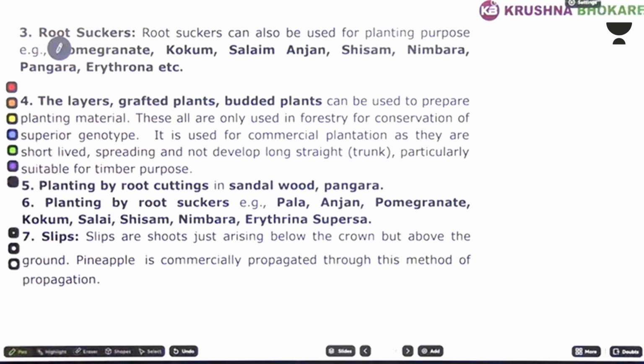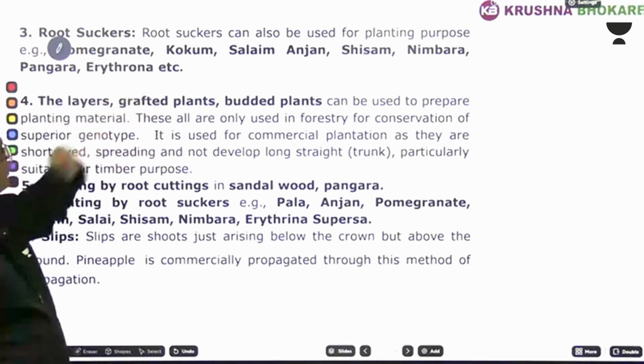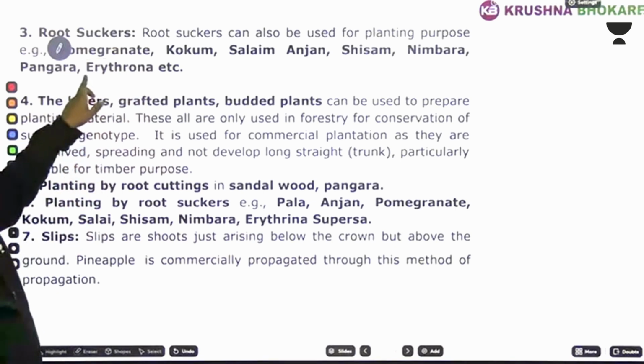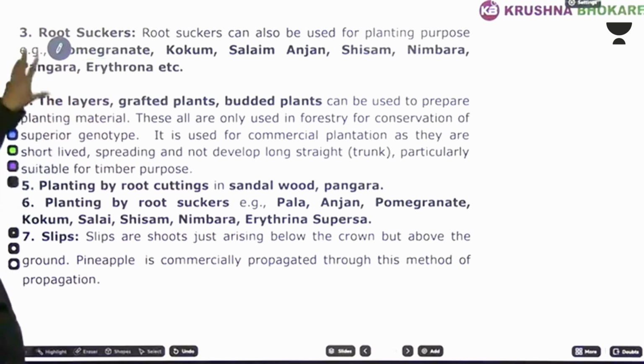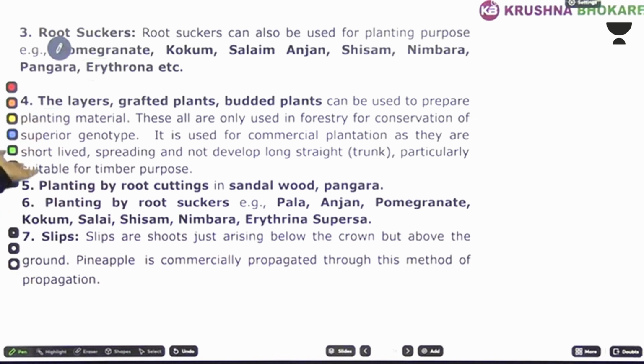Root suckers can be used for planting purposes. Examples: pomegranate, Kokum, Selene, Anjan, Shisham, Nimbara, Pangra. Then Erythrina. The root suckers are famous. Then layers, grafted plants or budded plants can be used for preparing planting material. We have already seen grafting and layering in plantation. Planting by root cutting: sandalwood and Pangra. This is a repetition. Planting by root sucker: Anjan, pomegranate, Shisham, Nimbara.